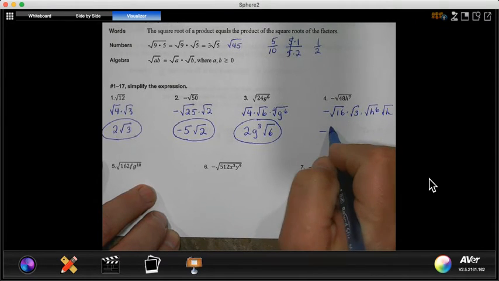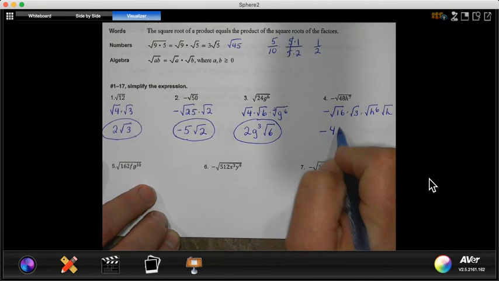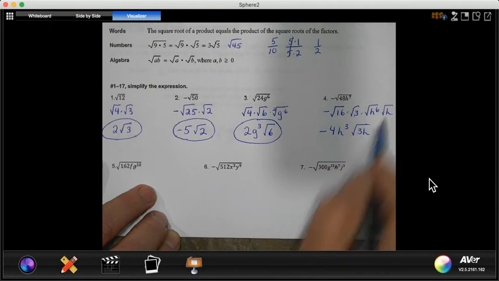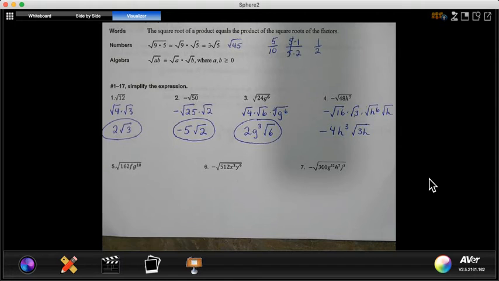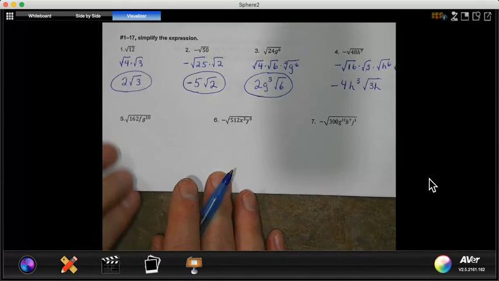The square root of 16 is 4. And then 6 divided by 2 is 3. So I have 3 h's. And then everything else goes back under the root. There's a 3 and an h. So there. Okay? All right. You kind of get the hang of it the more you do.